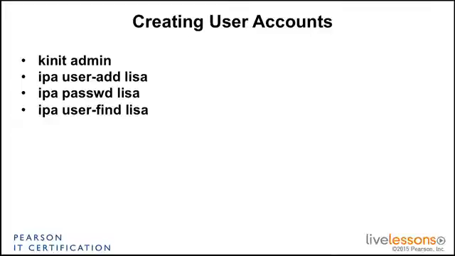As it is so important that you have user accounts, here are the commands that you need to set up some user accounts. This is just showing you the 4 commands that you need after setting up the IDM server to create a user with the name Lisa. So kinit admin is the first step to obtain the Kerberos ticket. Then you can type ipa user-add Lisa to add the user. ipa passwd Lisa will set the password for the user. And just to verify that the user really exists, you can use ipa user-find Lisa.